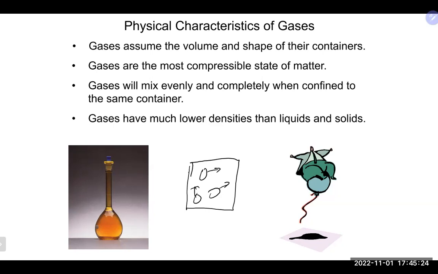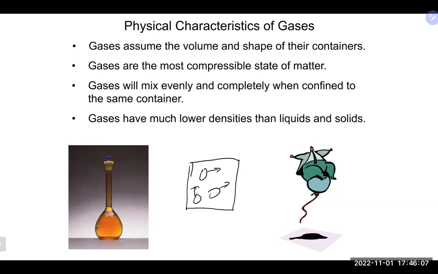Gases are the most compressible state of matter. Gases will mix evenly and completely when they're confined in the same container. And as we'll talk about in this chapter as well, another aspect of what makes something an ideal gas is the idea that you could have multiple gases together under normal conditions, and they will almost behave like they are in the container by themselves. So you could have different gases within the same container, and under ideal situations, we assume that there's no interaction between the different gas molecules flying around. It makes some of the calculations a lot easier.